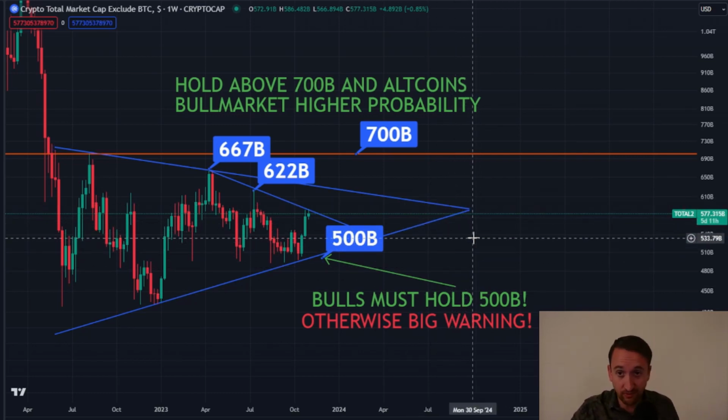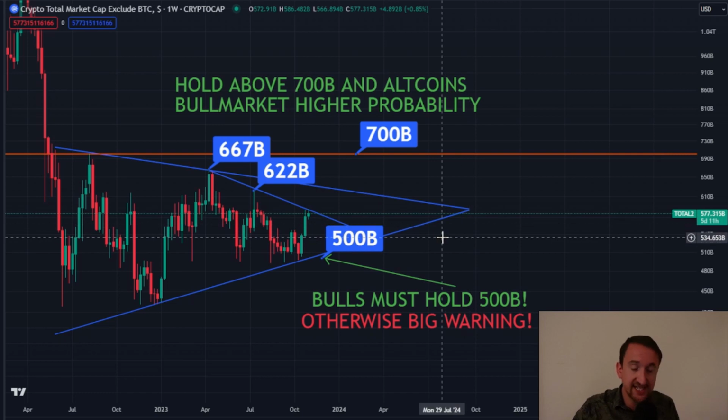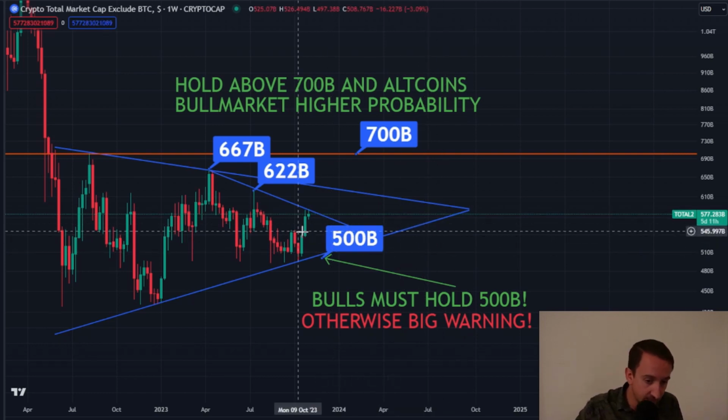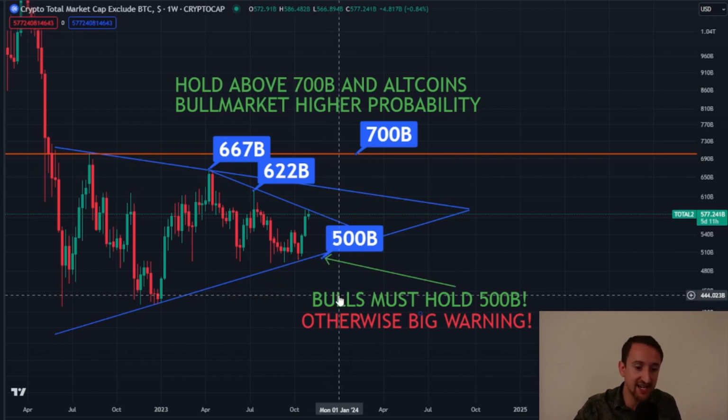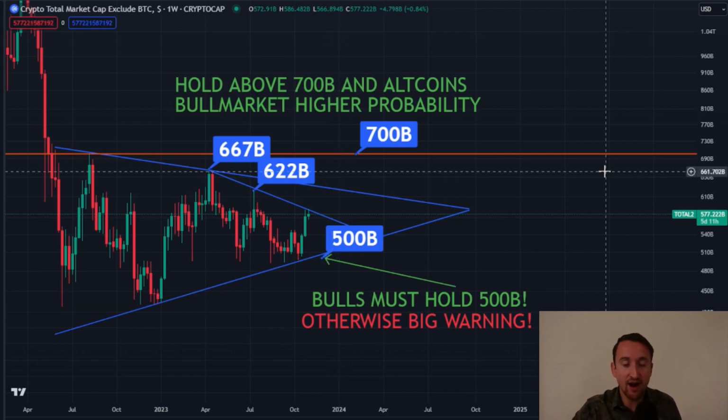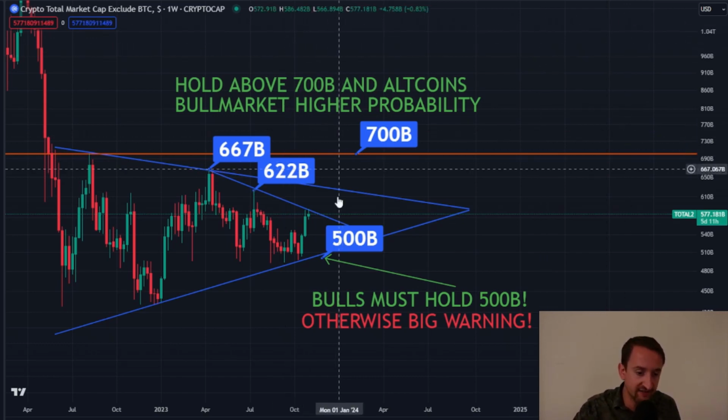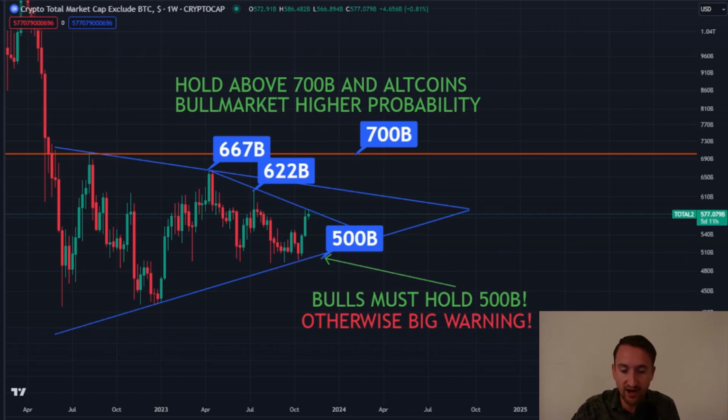Now, also on the chart, this is key for me. I put bulls must hold 500 billion. This is going to be a big warning if this breaks, because if this breaks, we are dropping out of this triangle to the downside, guys. And that is, again, where I think things are going to get really ugly for alts. It's still my expectation until invalidated and we get up here at 700. This is my expectation of what I think is going to happen.